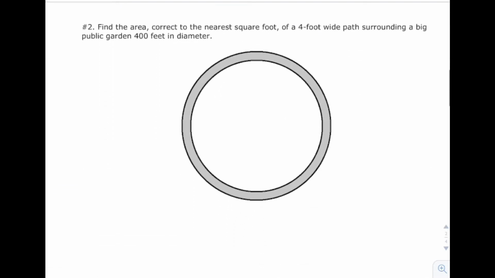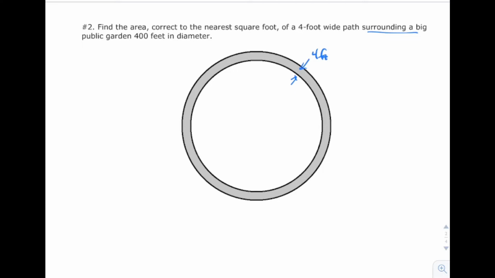All right, what's going on here? Looks like a ring. It says find the area correct to the nearest square foot of a 4-foot wide path that goes around a big garden that's 400 feet in diameter. A 4-foot wide path going around a garden, huh? Well, this must be the 4-foot wide path. So I know that this is 4 foot across like this. It surrounds a garden that's 400 feet across.